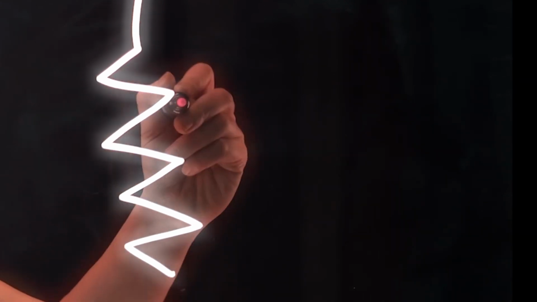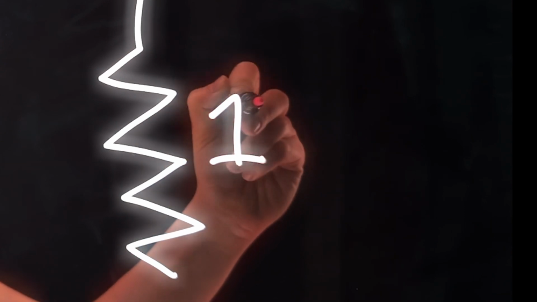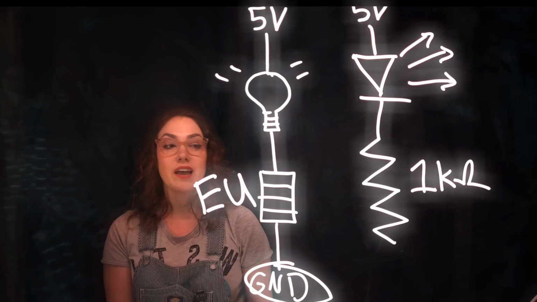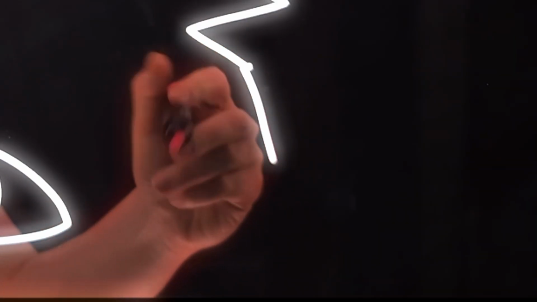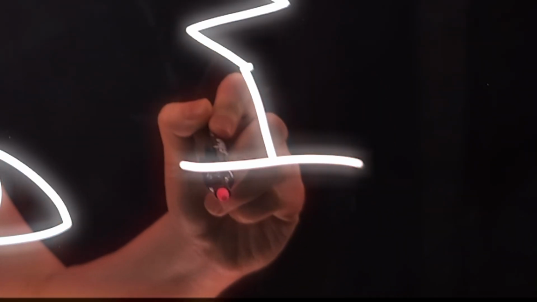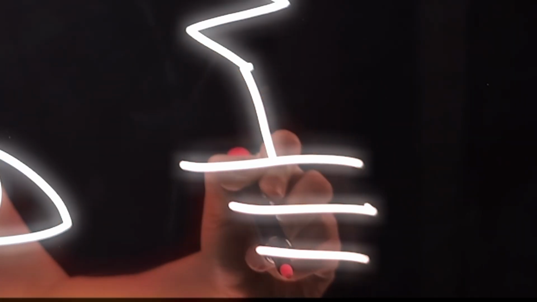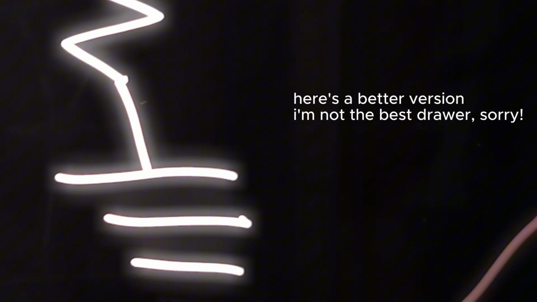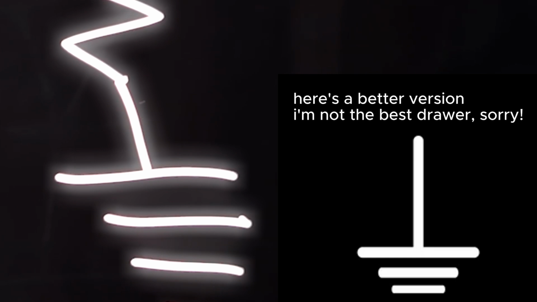And then usually next to the resistor, we draw the number of ohms that the resistor is. I'm going to draw 1K ohms. And then finally, we end at ground. You can draw GND, but the actual symbol for ground is a few lines that look like this. It doesn't really matter how many lines you draw. Usually we just draw 3 or 4 lines. As long as they're going from large to small, that gets the idea across.